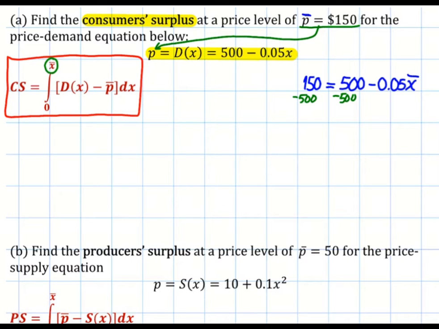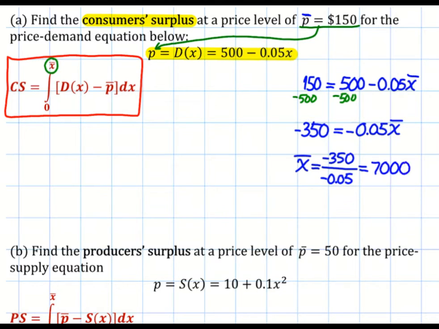So we will have negative 350 equal to negative 0.05 X bar, and divide by negative 0.05 on both sides. We have X bar equal to negative 350 divided by negative 0.05, and doing that, we will have 7,000. So that is the X bar.